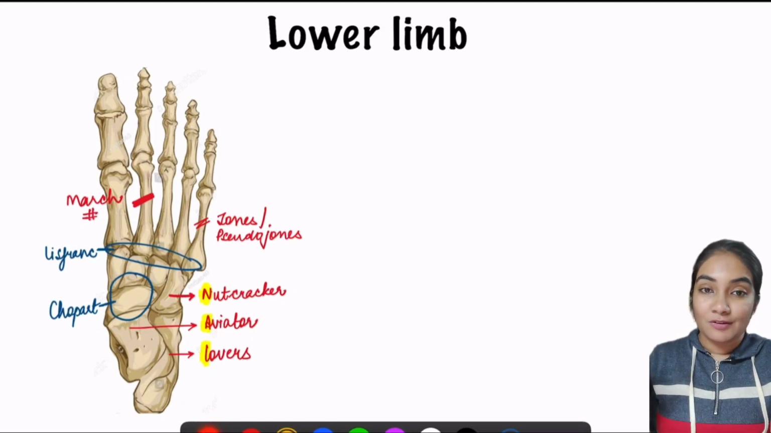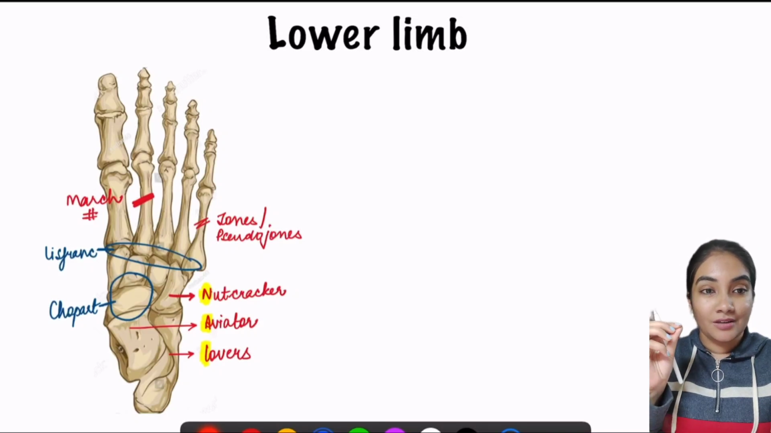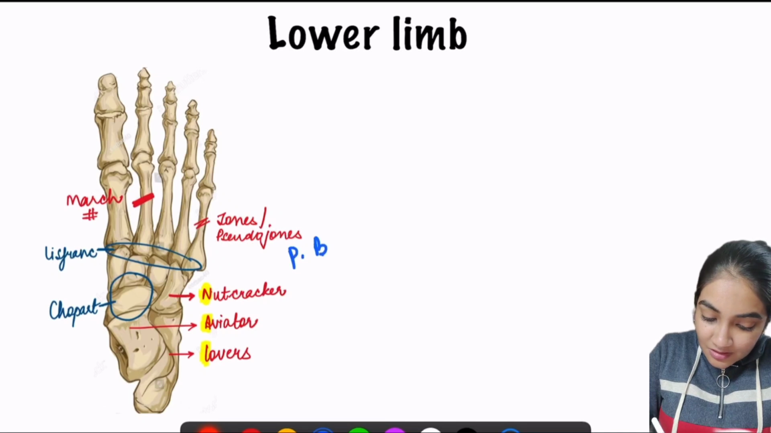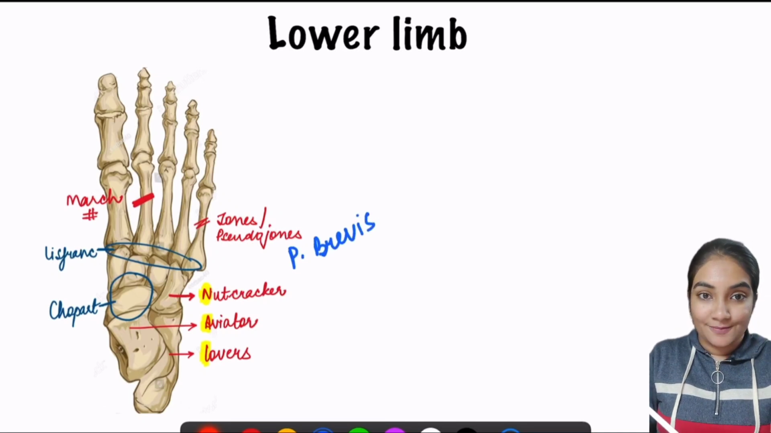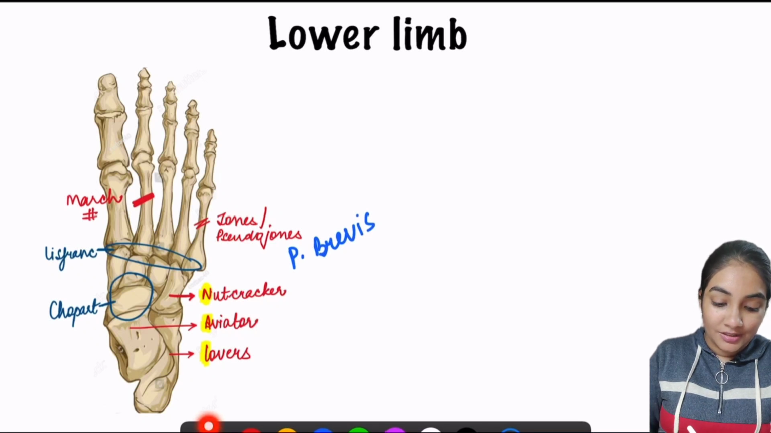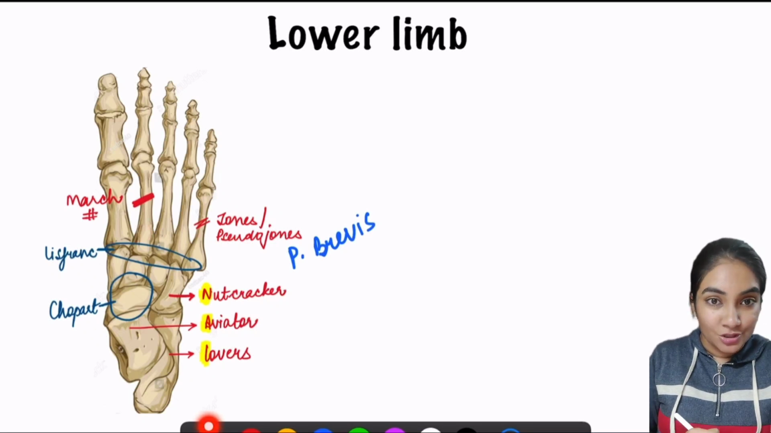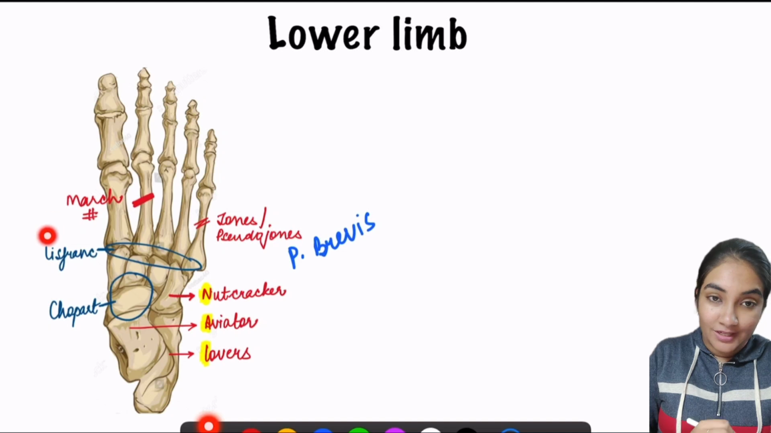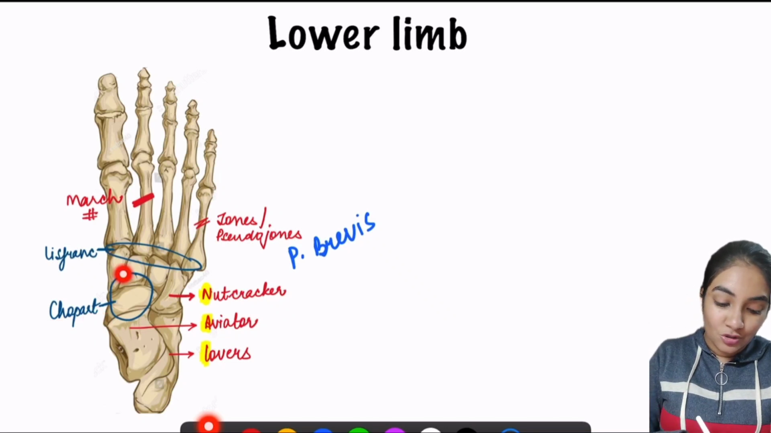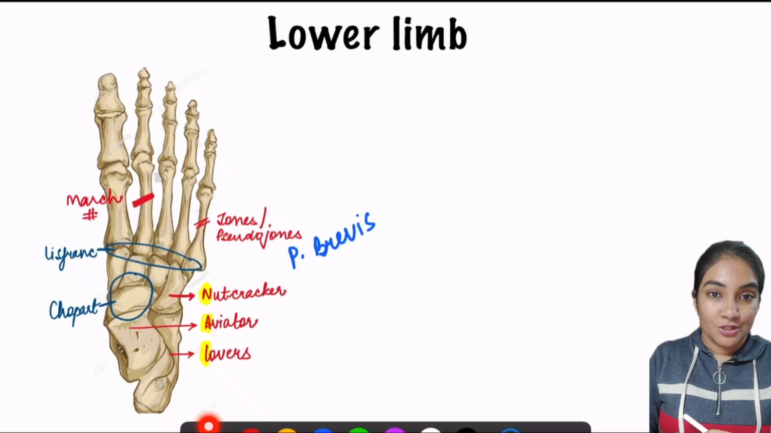Jones is an actual fracture, whereas pseudo-Jones is actually a small part which is pulled off due to muscle pull of peroneus brevis. Okay. Then if we have a fracture at the tarsometatarsal junction, it is called Lisfranc. If we have a fracture intratarsally, it is called Chopart fracture. Chopart is a crossroads, so a fracture in the middle of the crossroads is Chopart fracture.